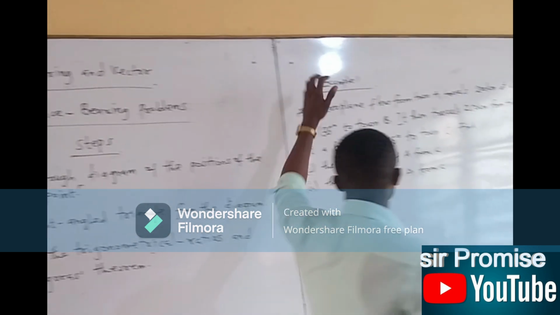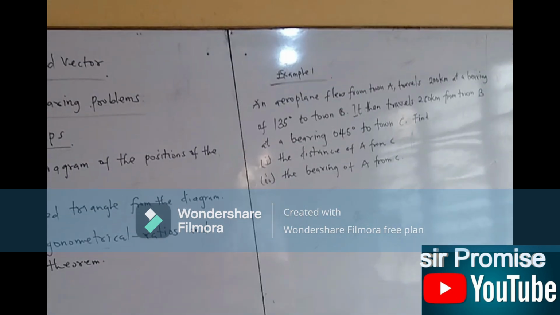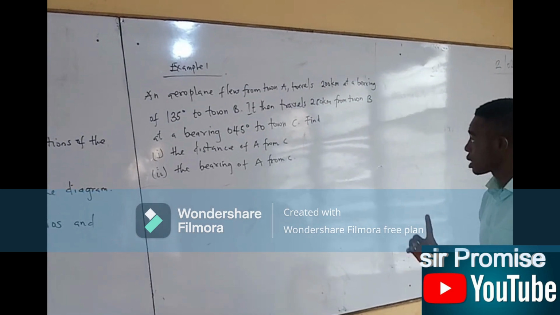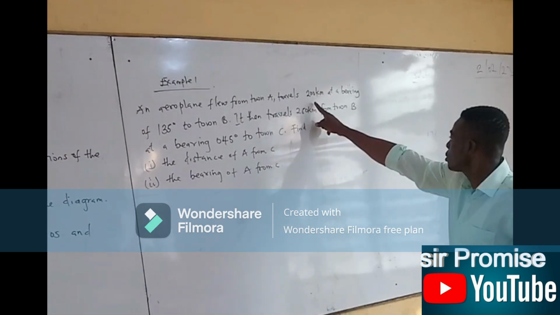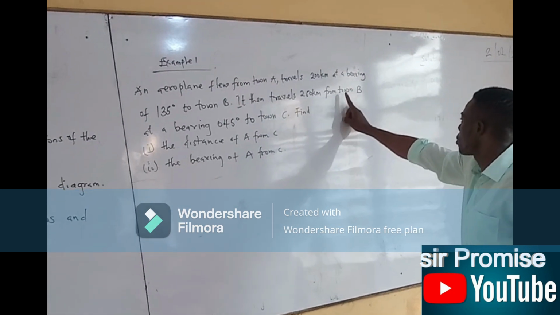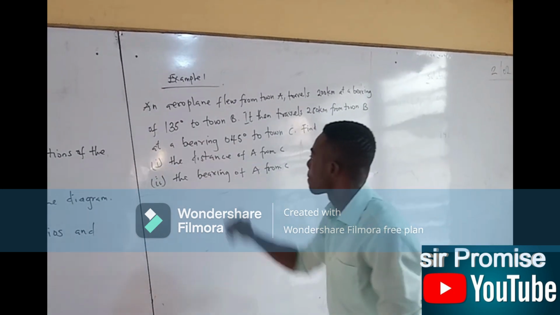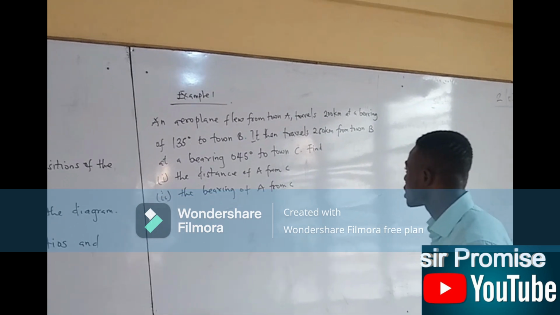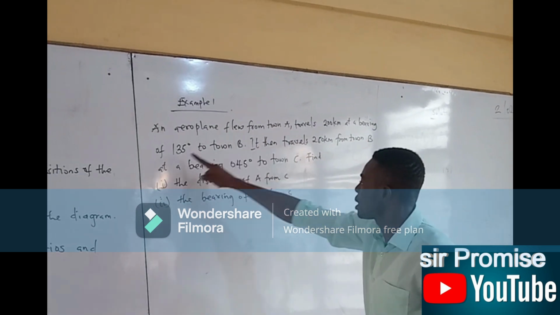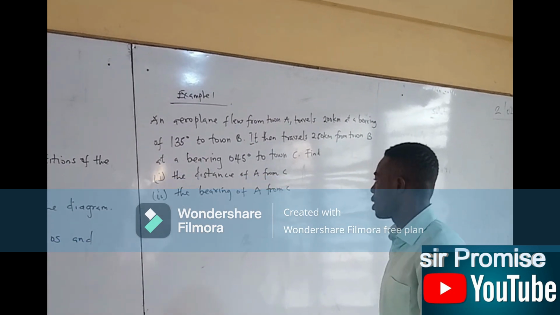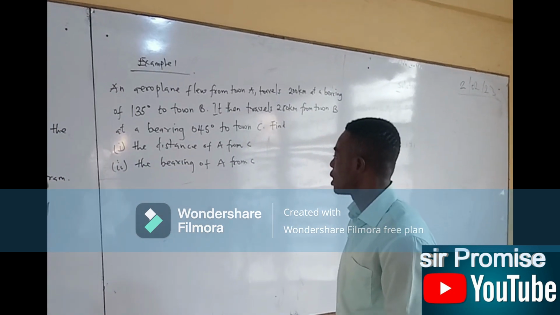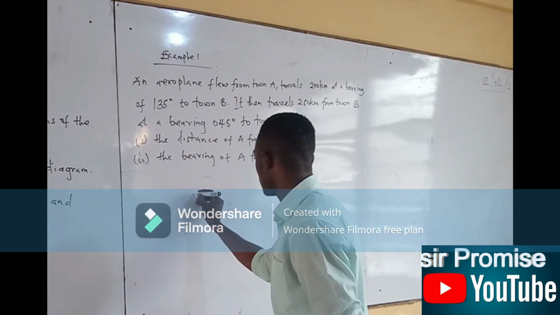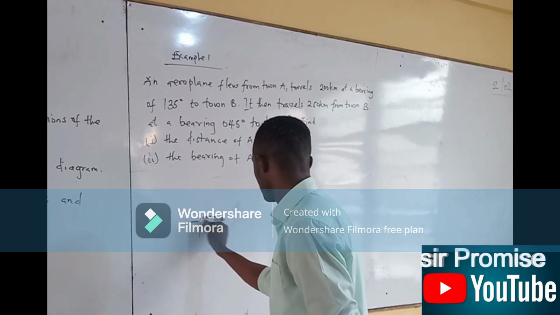So let's first take the first example we have here so that we understand it better. We have an airplane that flew from town A, travels 200 kilometers at a bearing of 135. So it starts from A, and the bearing given is 135. 135 falls in the second quadrant. In the second quadrant means that your drawing has to be in this form.